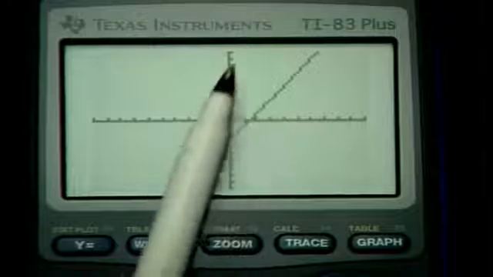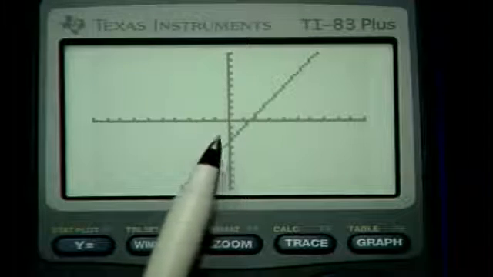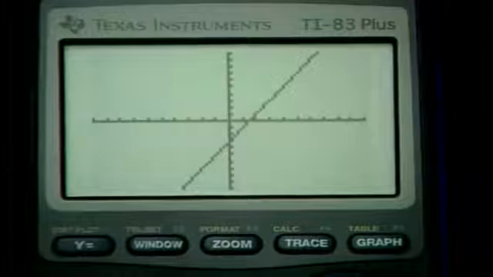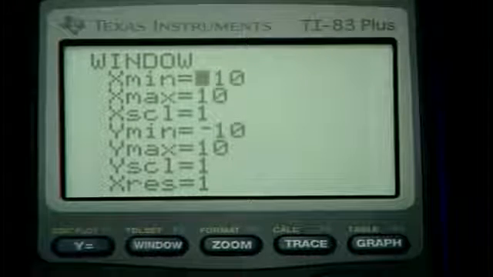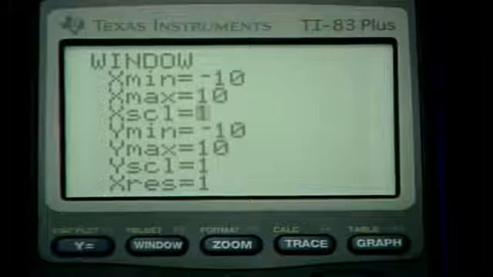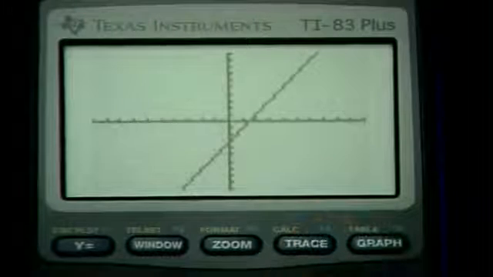And I have 10 to the right, and I have 10 above and 10 below. Well, that's because of the window settings that we have right here. So we can redesignate that if we want to. Now, let's have a look at the scale situation. Back to the graph.